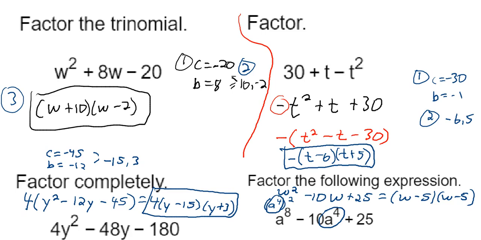But once you factor it, you're done with the w. You want to put the original variable back into the answer. So we're going to take the w back out, put the a to the 4th power back in. So we get a to the 4th power minus 5 times a to the 4th power minus 5. And so that's the final answer that you should be getting for this one.